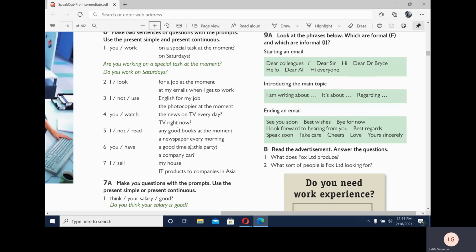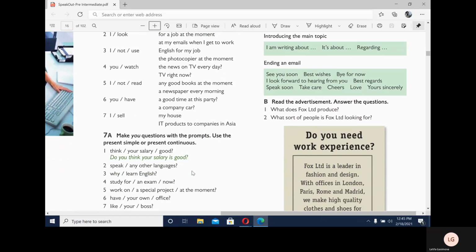And then we have, are you having a good time at this party, right? So it means right now, are you having a good time? And do you have a company car? Then I'm selling my house right now, I'm selling it. Or just generally, I sell IT products to companies in Asia.